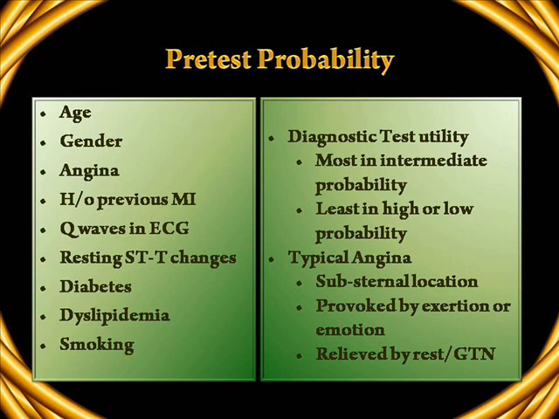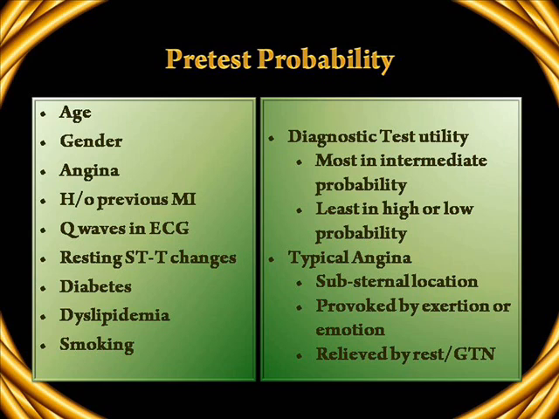How to do that? For that, we need to know what is the pretest probability of CAD in this particular patient. In order to calculate the pretest probability, we require the information on the following parameters. What is the age of the patient? Is he a male member or a female patient? Does he have history of angina, either typical or atypical? Is there history of previous myocardial infarction?